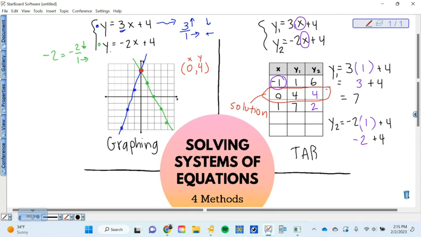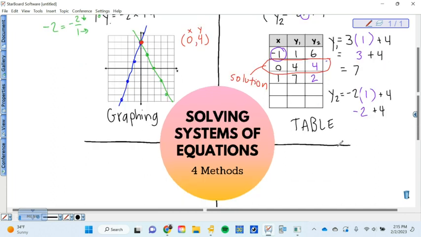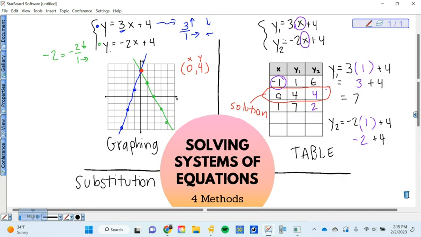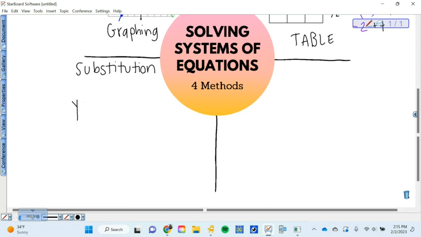And then what was the third method we've talked about? What have we been talking about all week? Substitution. So now we're going to solve this using substitution. So I'm going to use the same equations, y equals 3x plus 4, and y equals negative 2x plus 4. I have both equations solved for y. Both equations have the y all by itself.